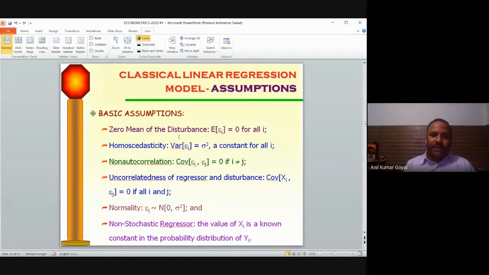Normality of error term, we have already discussed in the first point. Non-stochastic regressor: the value of x is a known constant in the probability distribution of y. It means the value of x must be non-stochastic. If it is stochastic in itself, then it has some more predictors, so there will be a problem. Whenever we solve a problem, we always know the value of the independent variable and the parameters alpha and beta. Based on those, we calculate the value of the dependent variable y. Am I clear? If you don't know the value of x, how can you calculate the value of y? Any question till now?